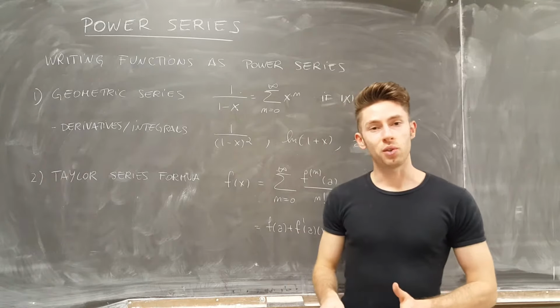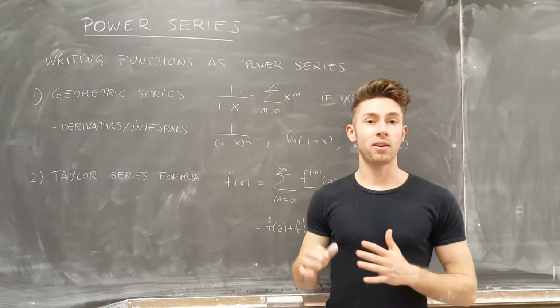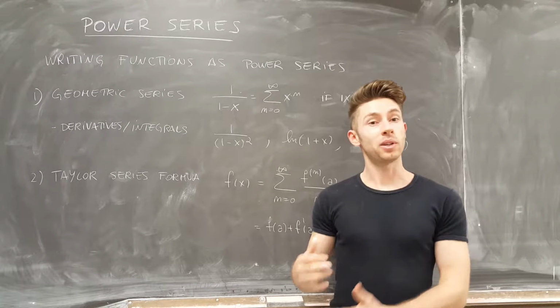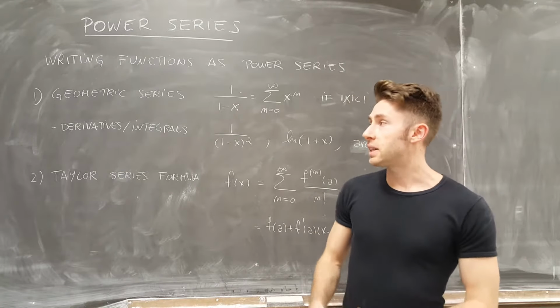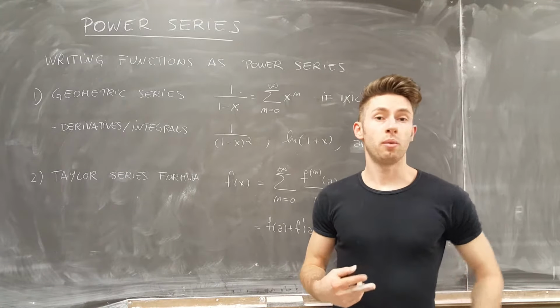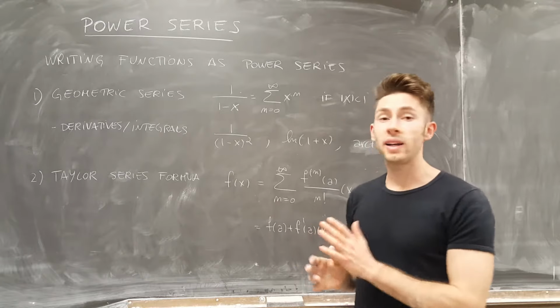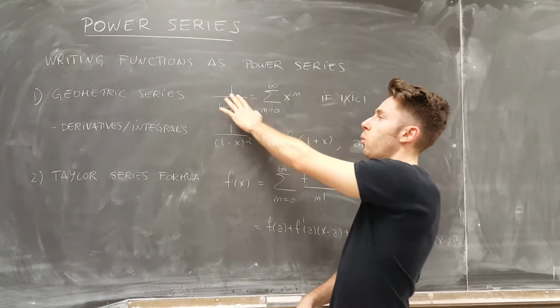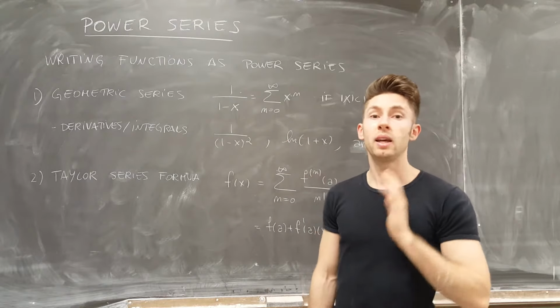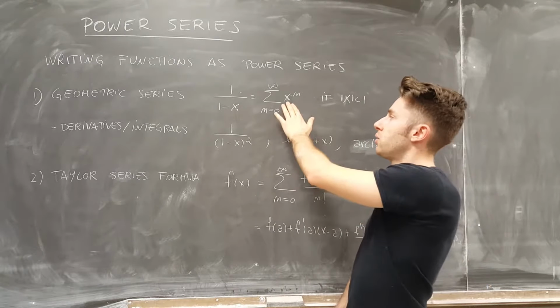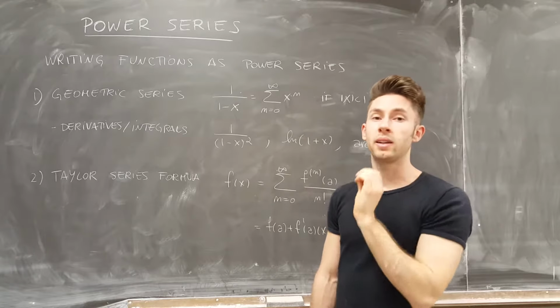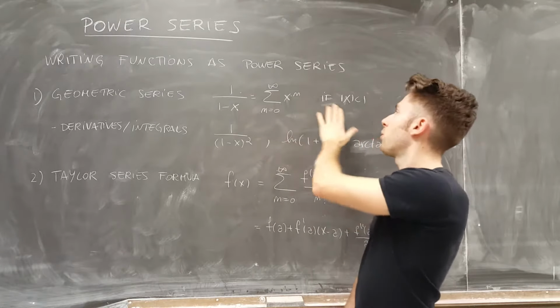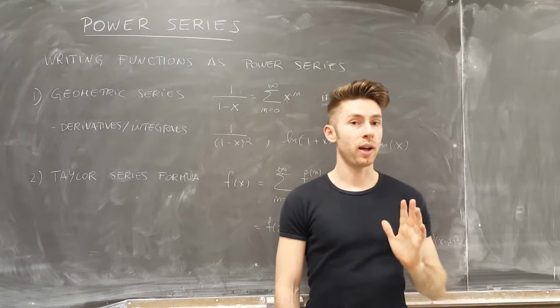Okay, now a very brief review of how we can write a function as a power series. Basically, there are two methods. One is to use the geometric series formula, and we know that 1 over 1 minus x is the sum of x to the n for n equals 0 to infinity, provided that x is less than 1 in absolute value.